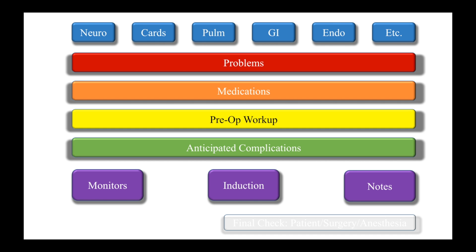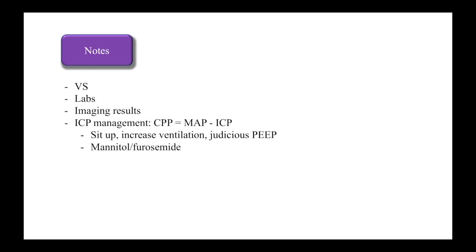Now we'll review the notes section. This is where I'll place her vital signs, her lab results, what imaging studies she's had, and additional notes to myself. So for ICP management, I would write down CPP equals MAP minus ICP and how to decrease her ICP, including sitting her up, increasing ventilation for how long and to what goal end-tidal CO2, having judicious PEEP, and mannitol, furosemide. And any other additional notes would go here.